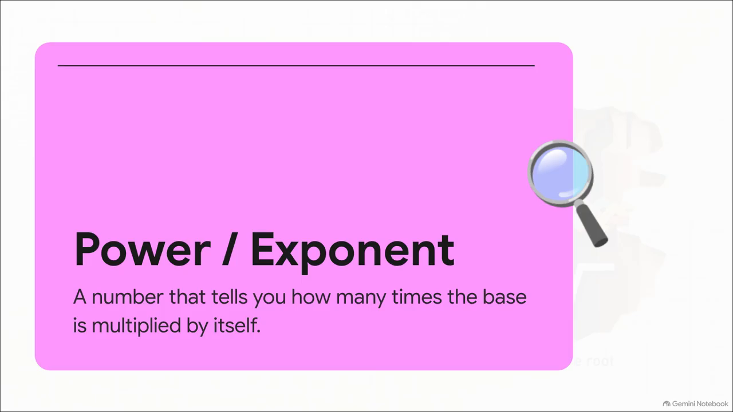Think of that tiny 4 as a little instruction manual. It's basically saying, hey, take the number 2 and multiply it by itself exactly 4 times. So 2 times 2 times 2 times 2 gives us 16. It's just a brilliant way to save time and space on the page.